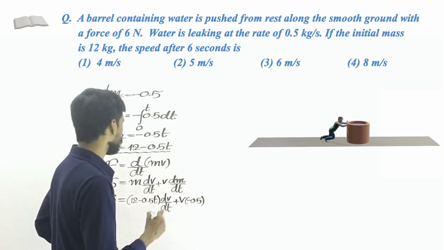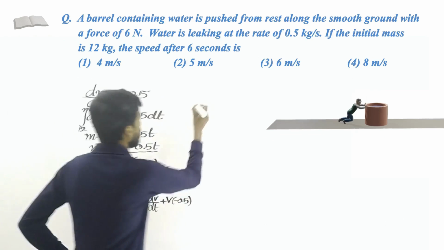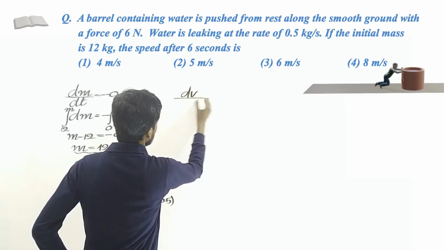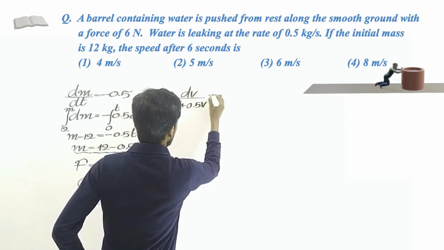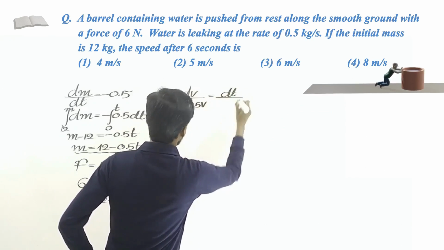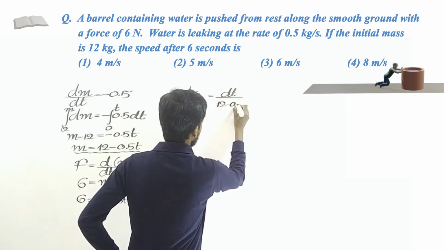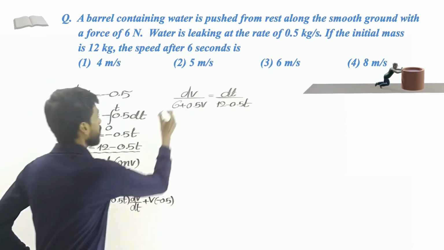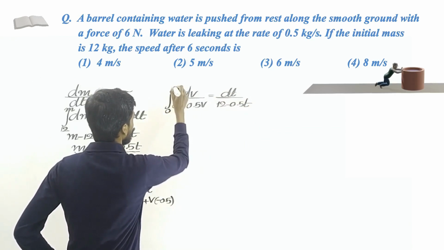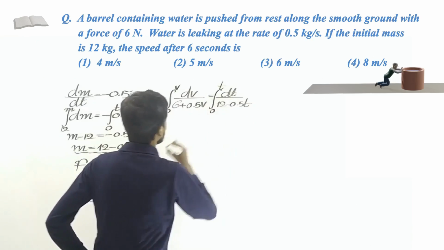So if you simplify this, we'll get 6 plus 0.5v, so that is dv by (6 plus 0.5v) equals dt divided by (12 minus 0.5t). Okay, yes, now we have to do the integration. So initially the speed is 0, so v goes from 0 to v, and t from 0 to t. Okay, let us do the integration.